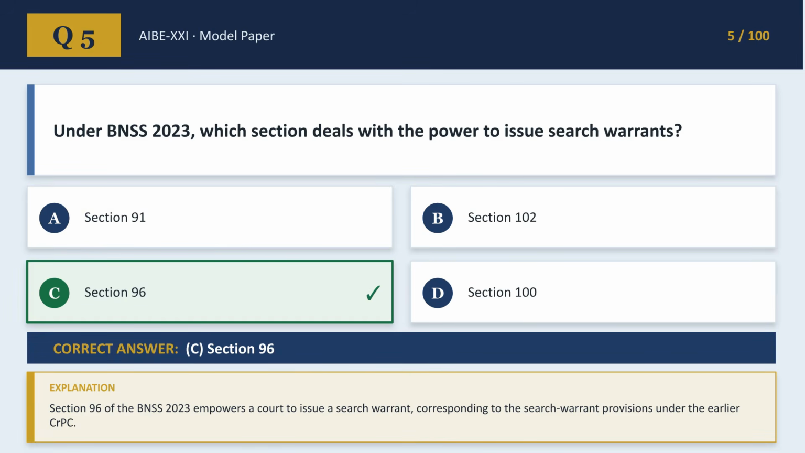Question 5. Which section of BNSS 2023 deals with the power to issue search warrants? The answer is C, Section 96. This section empowers a court to issue a search warrant.